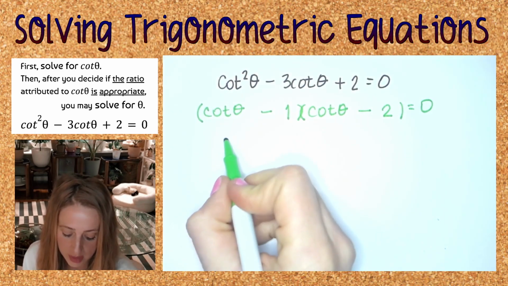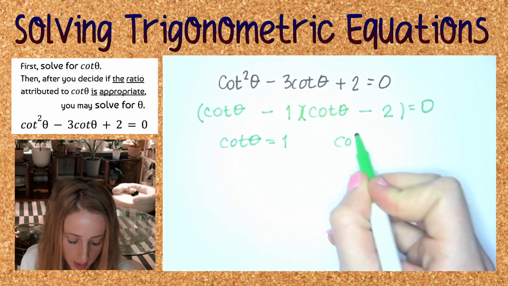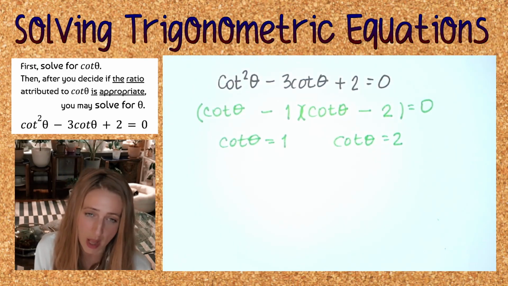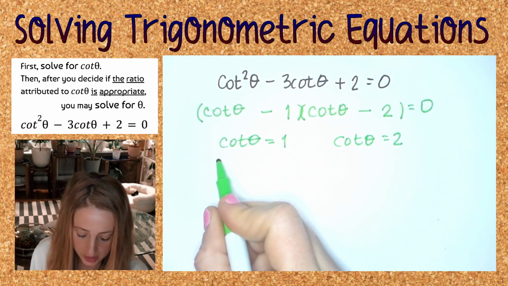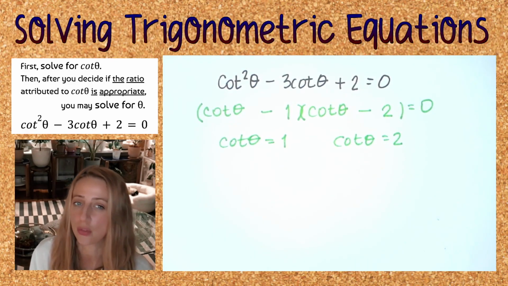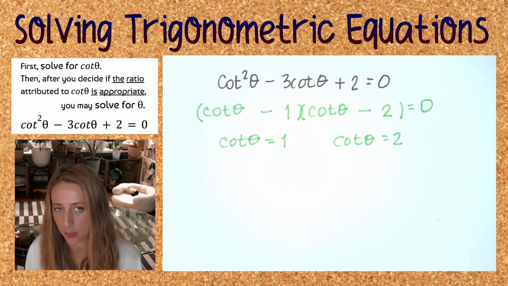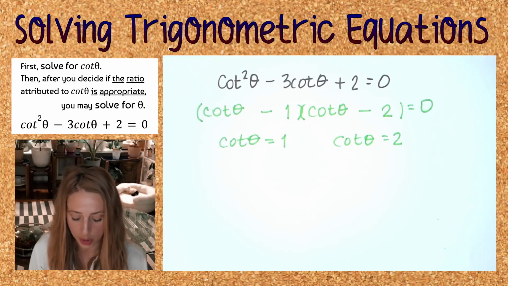You would set each of these equal to 0 if you're really good. You just go right here, you got cotangent equals 1, and from here cotangent equals 2. How? Because we used algebra, you know, this thing that was invented. From here, are those ratios appropriate? Of course, because cotangent, tangent, basically any ratio is appropriate as long as it doesn't have an i in it, because we can't deal with any imaginary numbers.